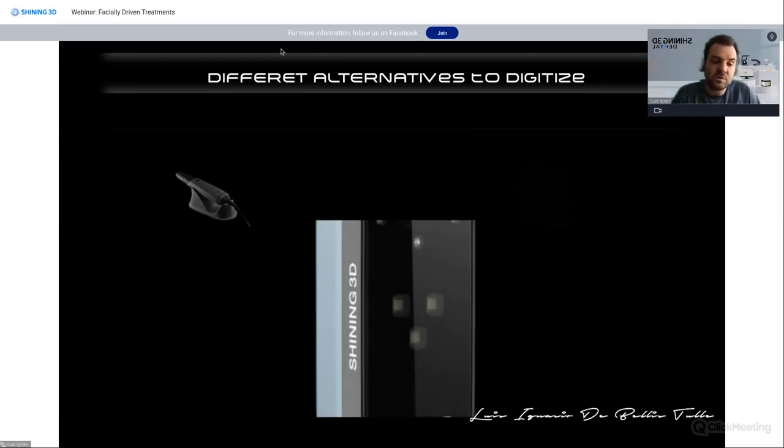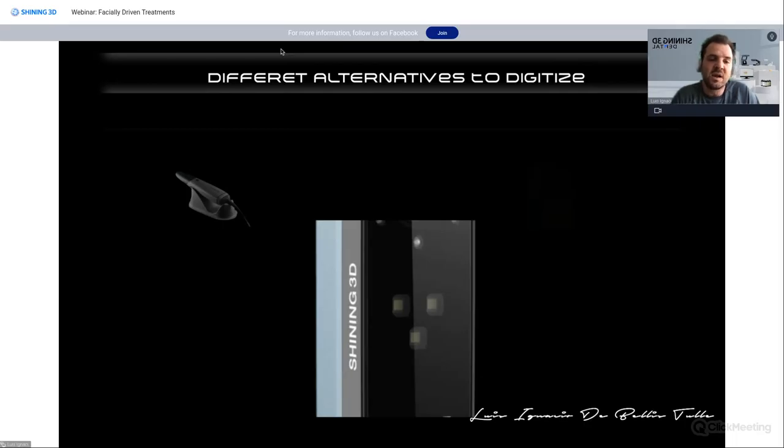Shining, it's not just delivering devices for dentistry. They are a big company that creates devices for the industry. And they have some interesting options that might help us with facial scanning. I believe that they are going to release something in the next few months that is going to help us in our daily practice, and that it's going to be able to help us match all the information that we need in a perfect way.